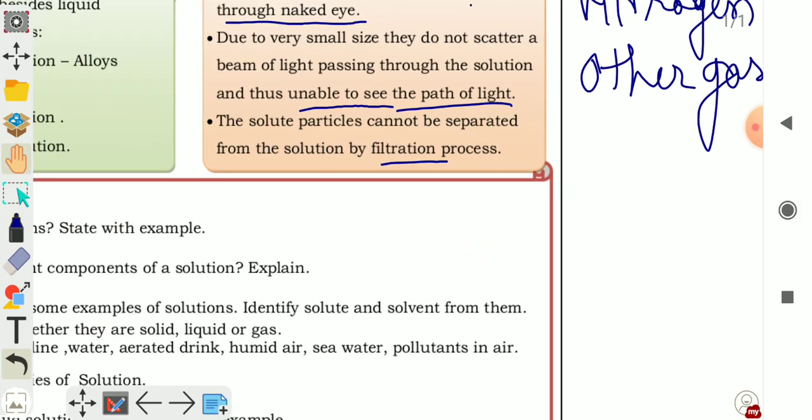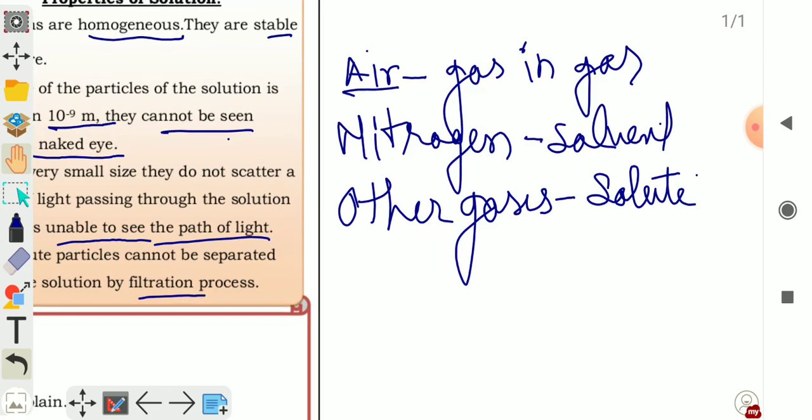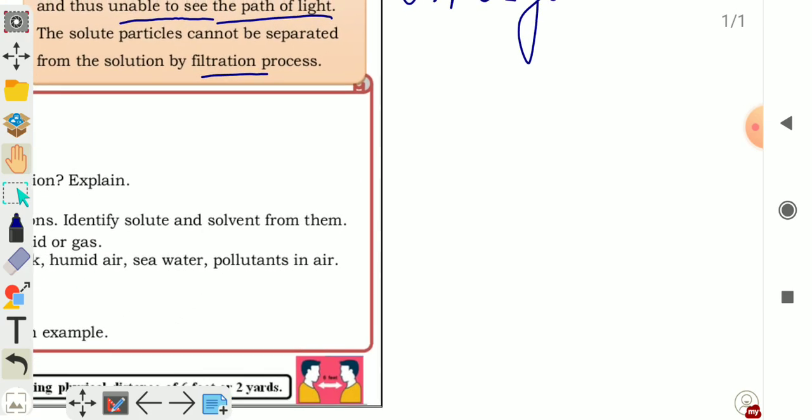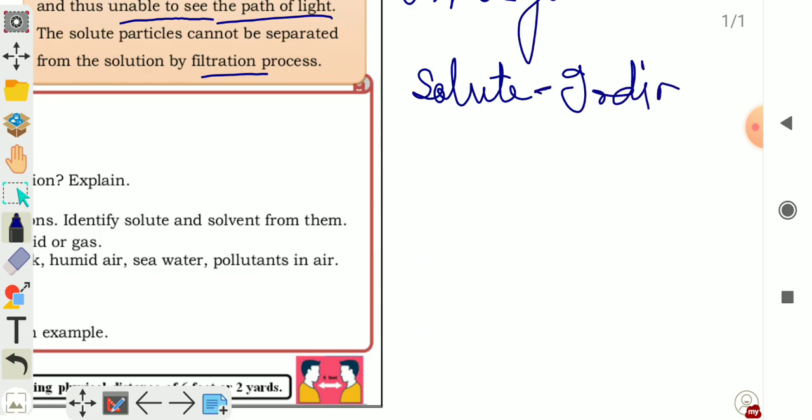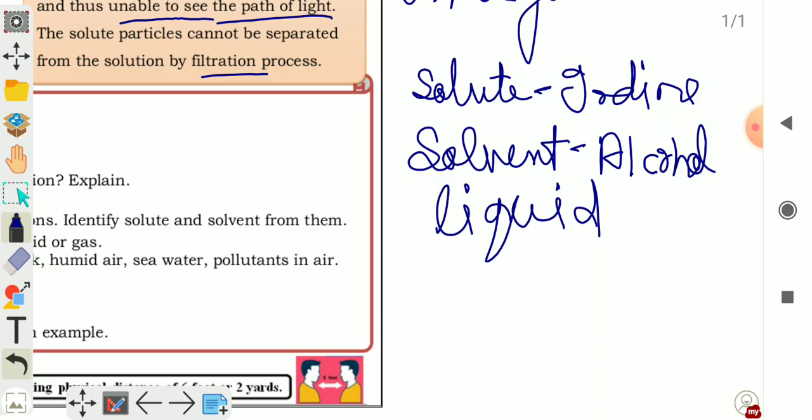Second one is tincture of iodine. What is in tincture of iodine, children? Who is the solute in tincture of iodine? Iodine. And what is the solvent in it? Solvent is alcohol. So this mixture is in liquid state. It is liquid.